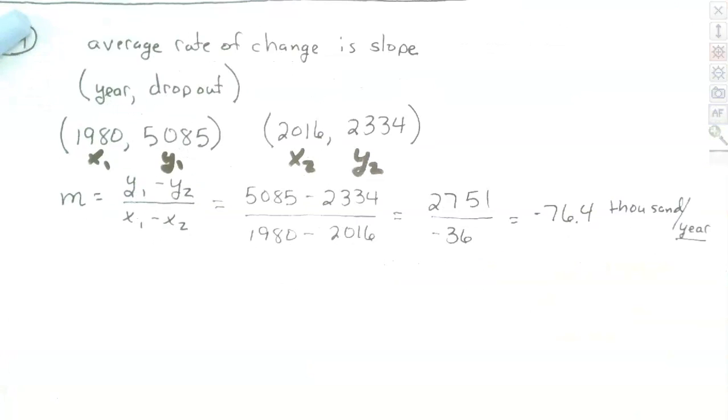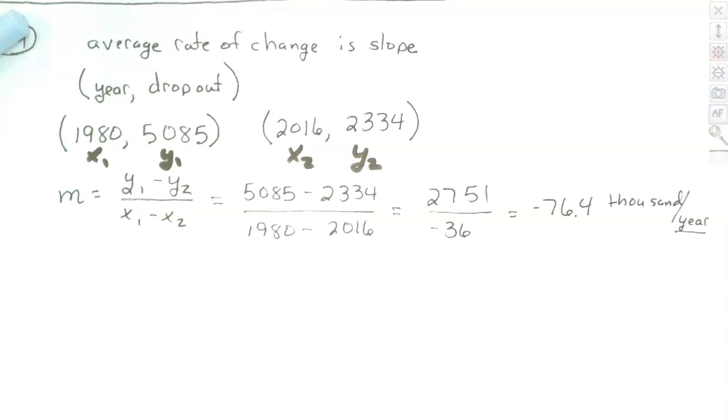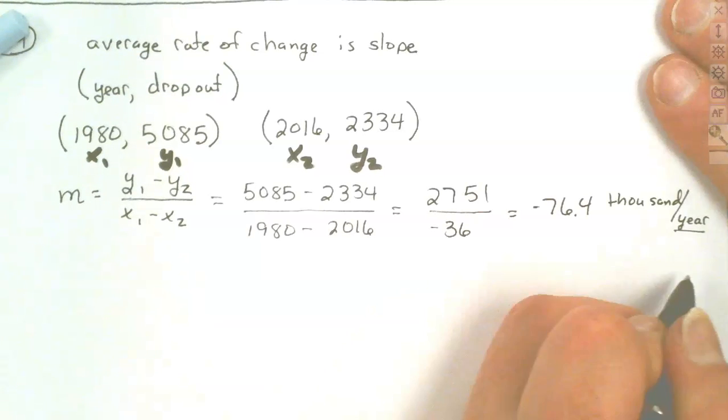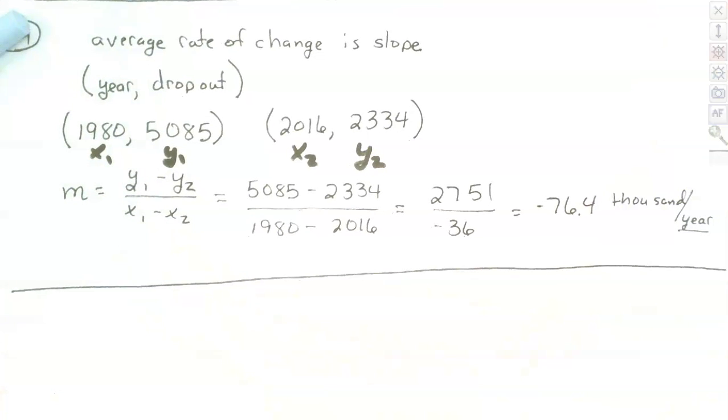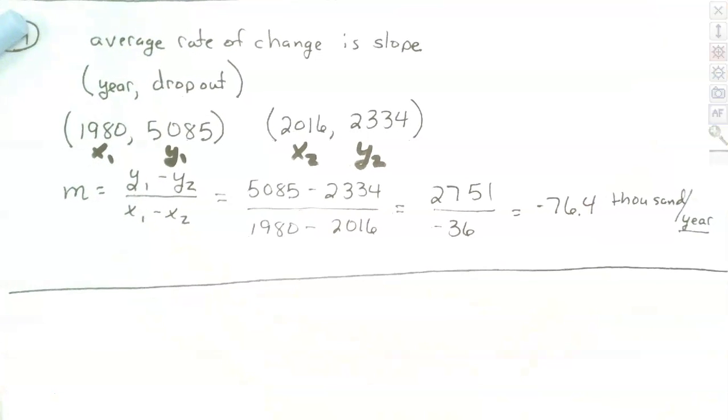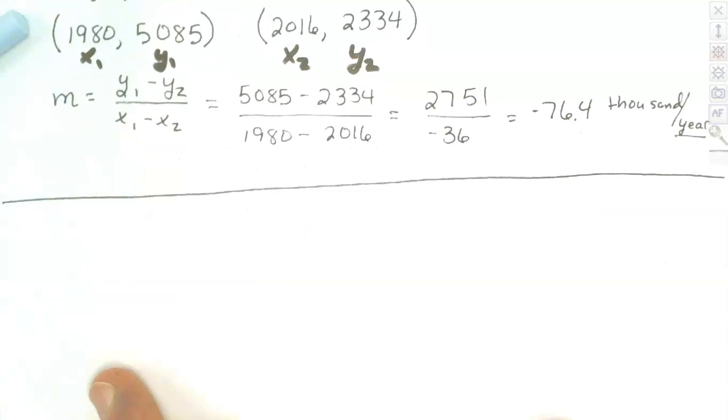So what is that telling you? Well, that's telling you that every year we have managed to decrease the number of dropouts by about 76,000. So about 76,000 fewer students are dropping out of high school every year from that time range of 1980 to 2016. That's what that means. And it's negative because the number of dropouts is decreasing. We've come up with all kinds of federal programs and state programs to help with that, so obviously you can see that there are fewer people dropping out because of a lot of those programs.